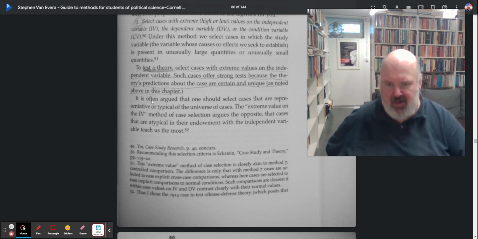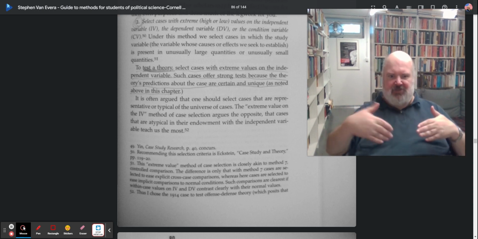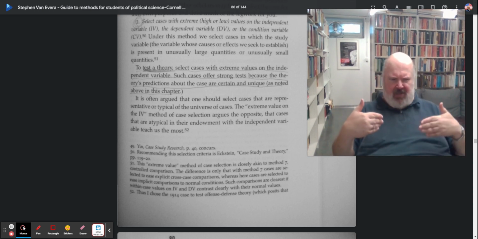It is often argued that one should select cases that are representative or typical of the universe of cases, right? So they should take one that's typical and representative. The extreme value on IV method of case selection argues the opposite, right? In other words, the argument is that we should take typical ones, but if you're going to take extreme, you should not take the opposite situation.